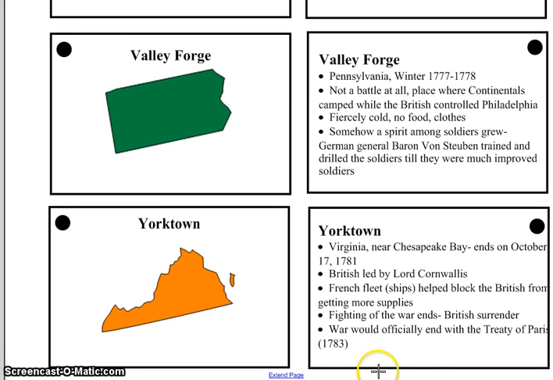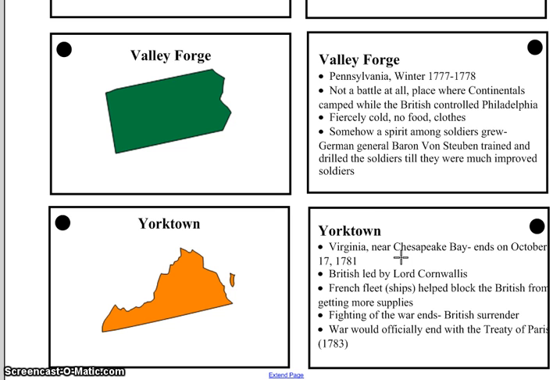The last of these battle cards is for Yorktown. Yorktown is in Virginia, near the Chesapeake Bay, and the battle ended around October 17, 1781. The British were led by Lord Cornwallis, but Cornwallis made a big mistake, and the choice of the area near the Chesapeake Bay wasn't a good one. The French fleet of ships, who had decided to ally themselves with the Americans, helped block the British from getting more supplies.